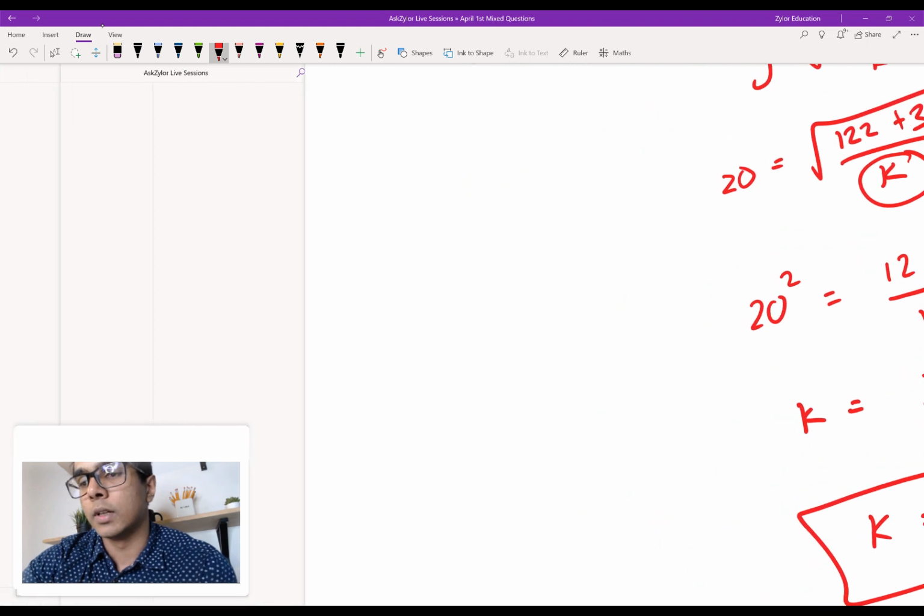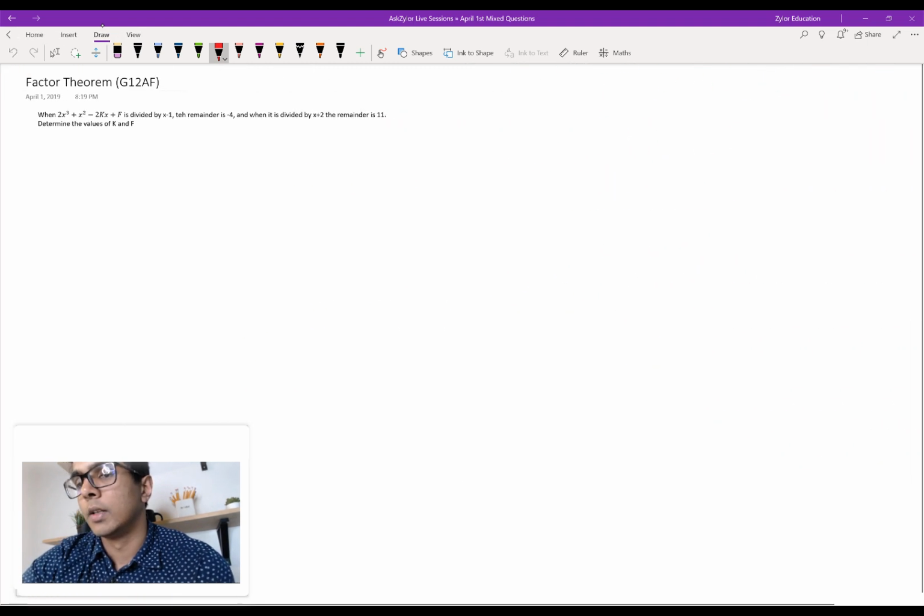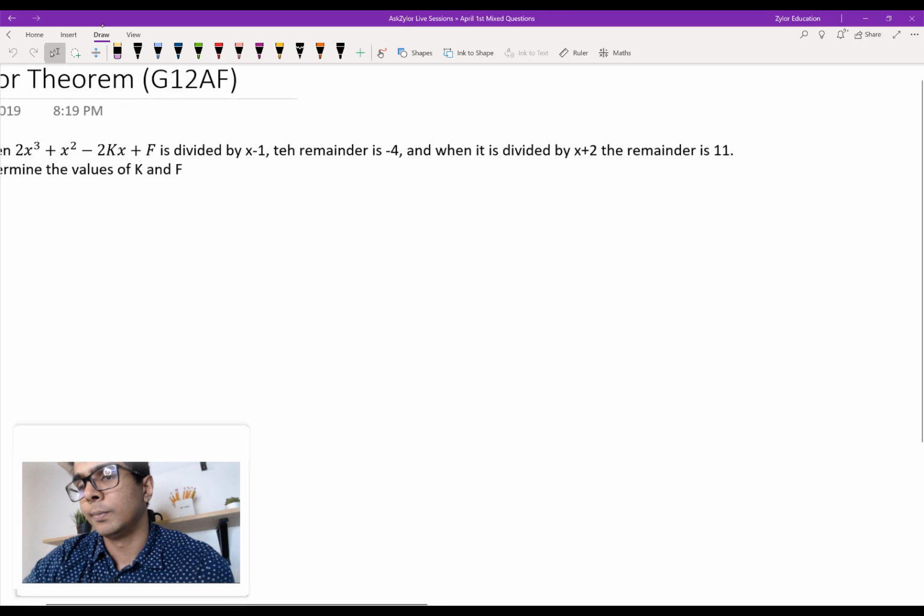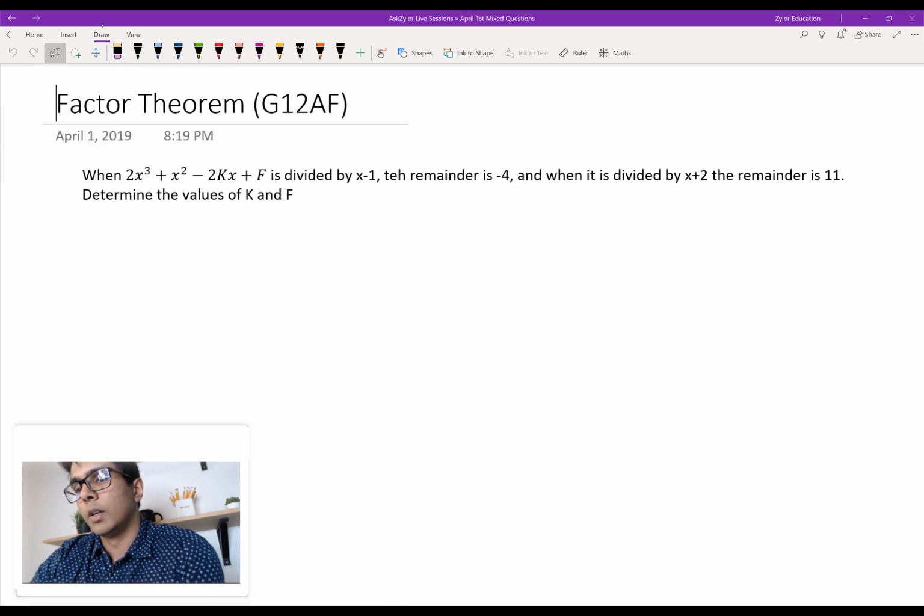So we'll get started with the next question that was sent in. It's dealing with the factor theorem. So we're given that when 2x cubed plus x squared minus 2kx plus f is divided by x minus 1, the remainder is negative 4. When it is divided by x plus 2, the remainder is 11. Determine the values of k and f.